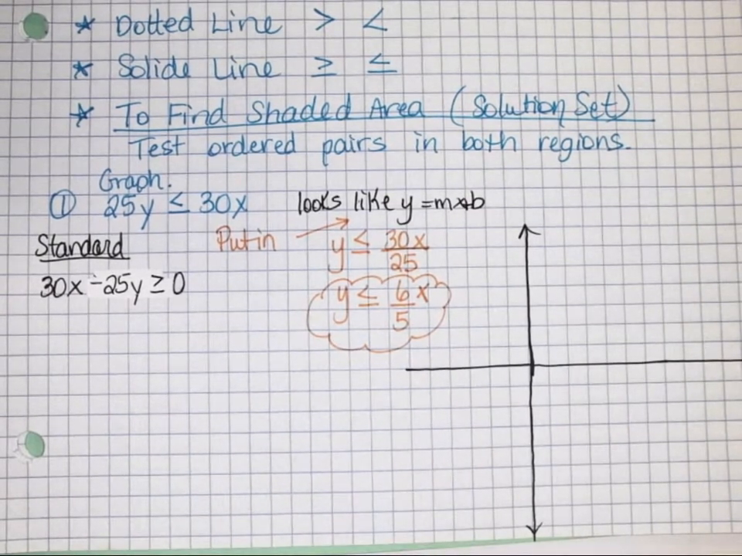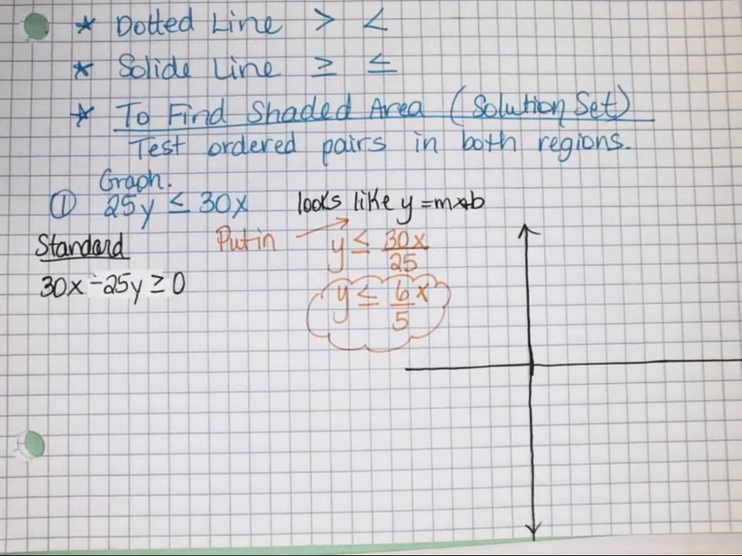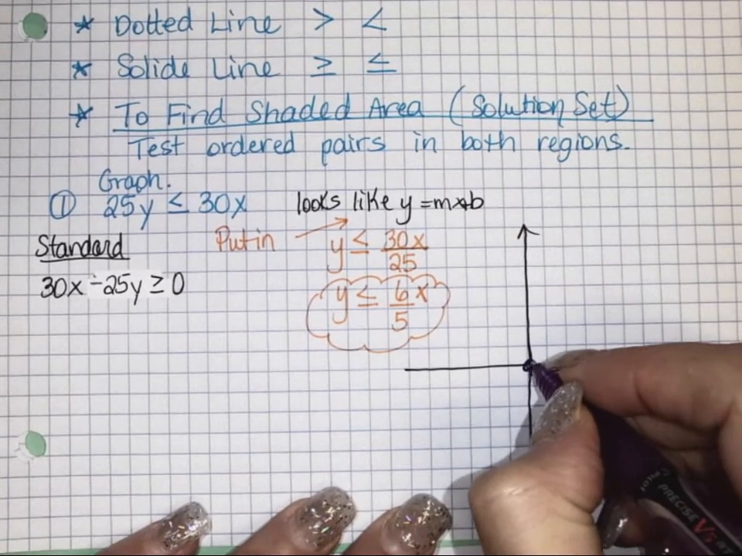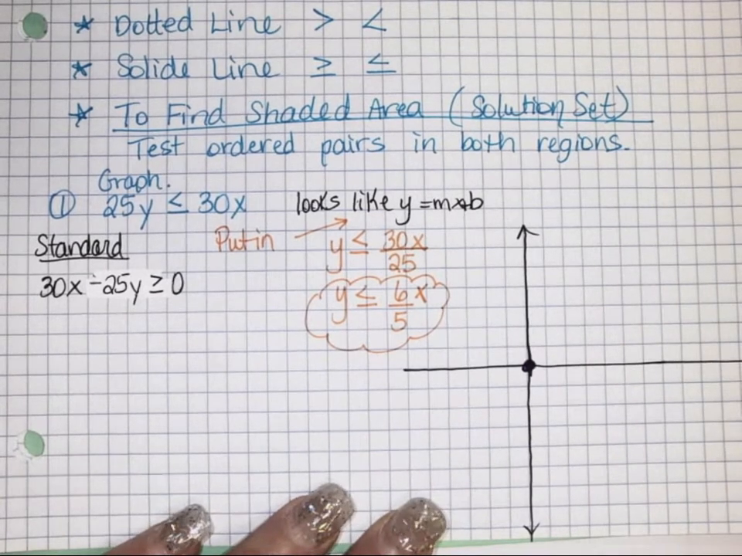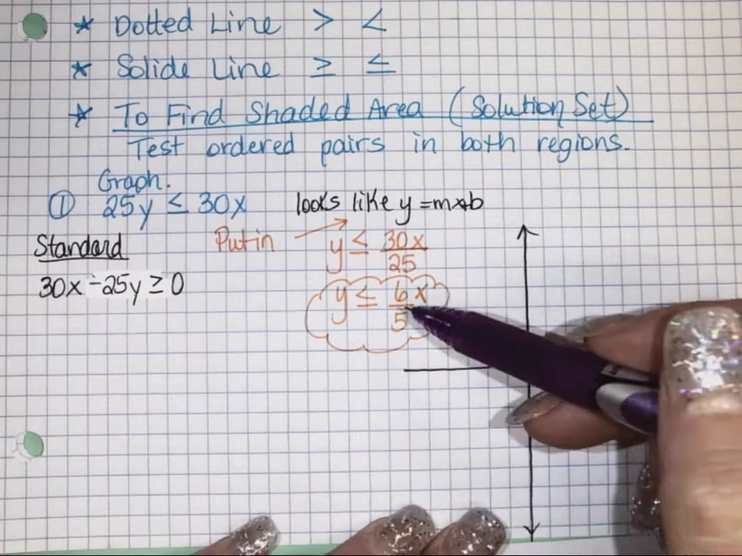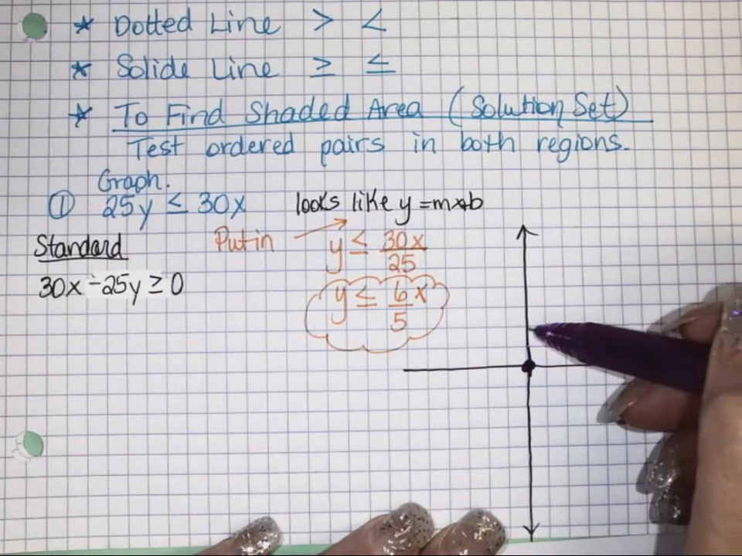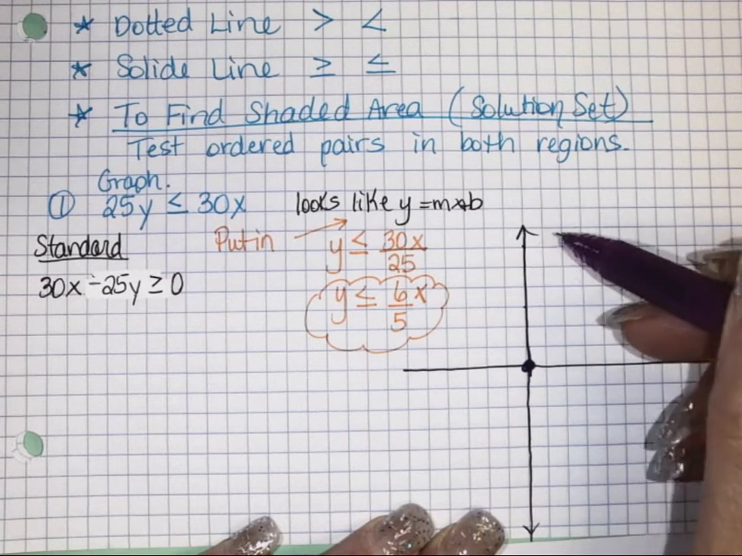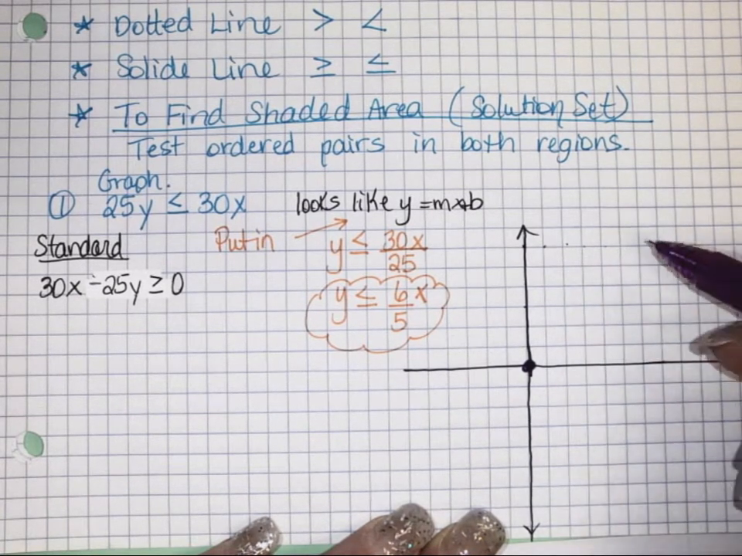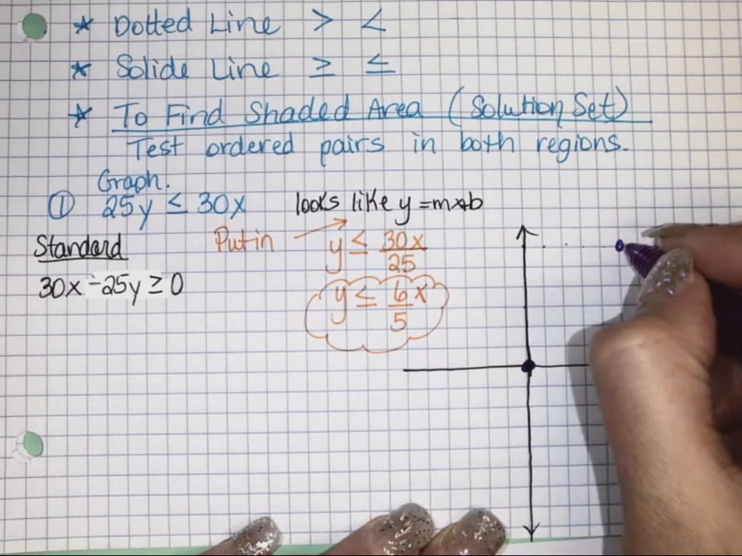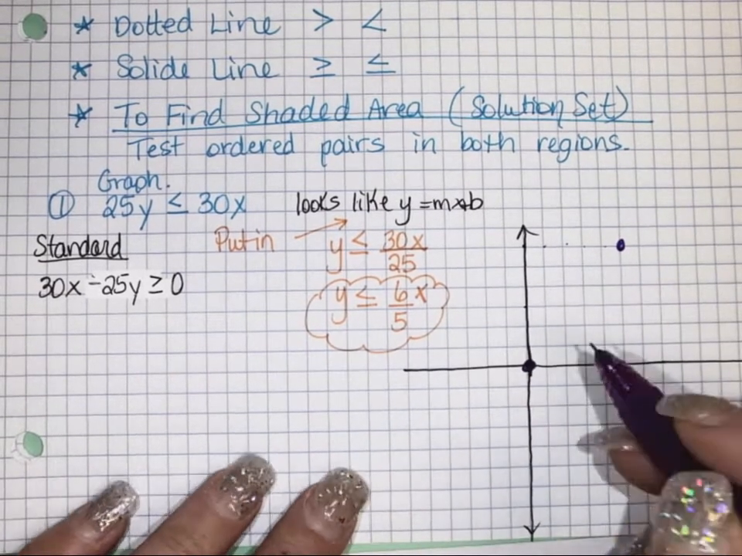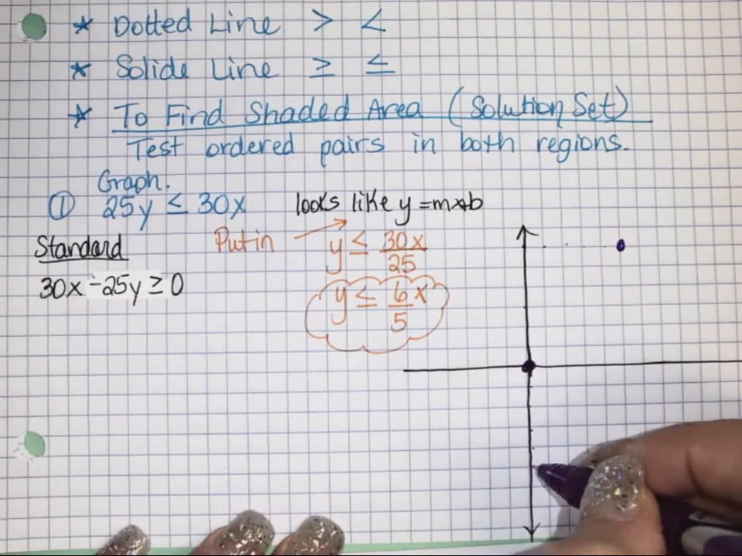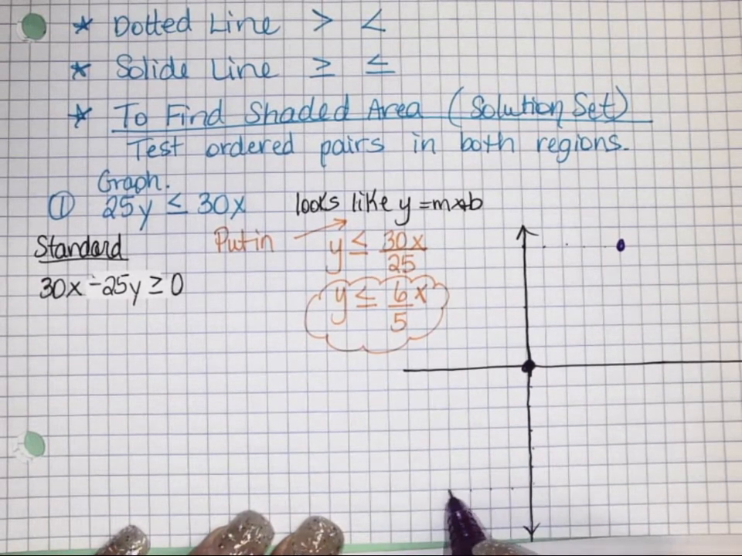My y-intercept is 0, so we can start at the origin. And I use my slope of 6/5, so I go up 1, 2, 3, 4, 5, 6 places, and I go to the right 1, 2, 3, 4, 5. Put a point, and let's reverse that to find a point down here. From this point, I'm going to go down 1, 2, 3, 4, 5, 6, to the left 1, 2, 3, 4, 5.